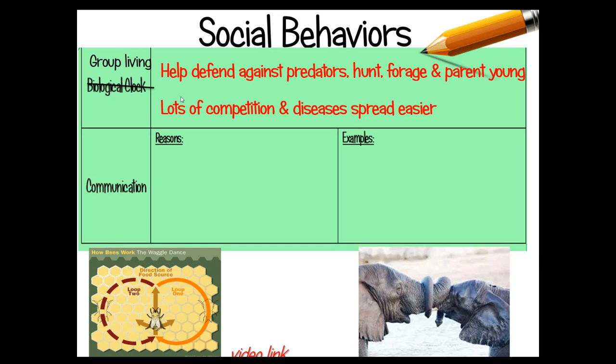Two things you want to write in this box. Group living, here are some advantages. When they live together, they can help each other defend against predators. They help each other parent their young. They can help each other hunt and find food, etc. So there's lots of advantages to living with a group of animals. But there's also competition between them. Diseases can spread easier. They have to share food. So there are some negatives as well.